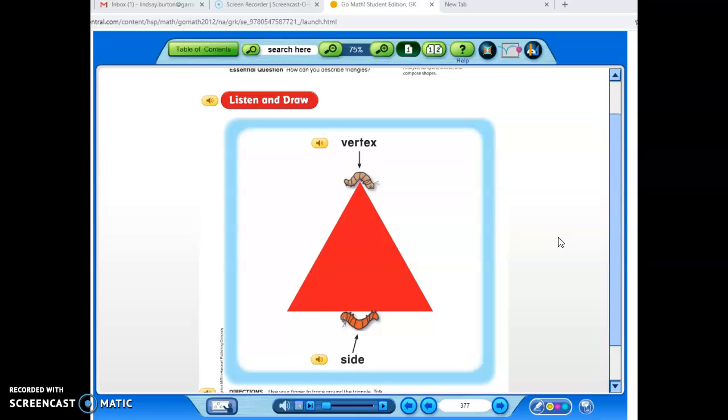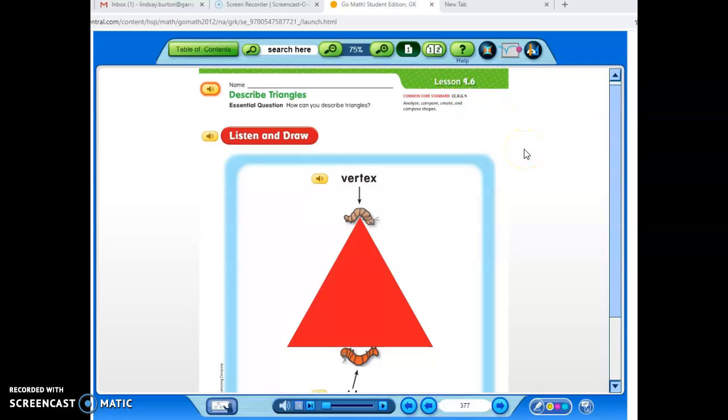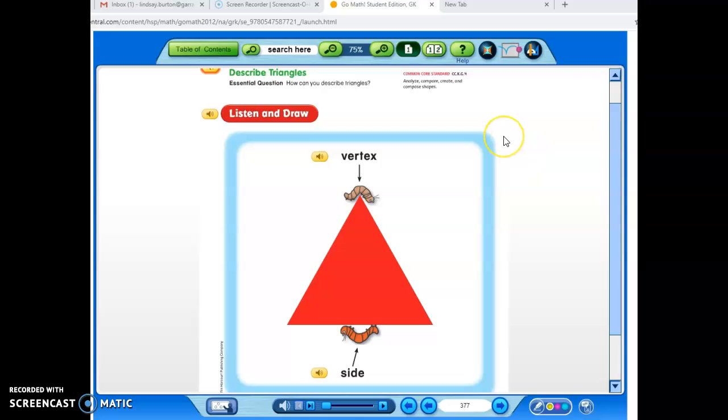We're going to be talking about triangles again on our math paper today. So I want you to get out lesson 9.6. We're going to be talking about describing triangles, how you would describe a triangle to somebody. We're going to talk about the sides they have and their vertices. I'll give you a minute to get this paper out and get your name on the top.